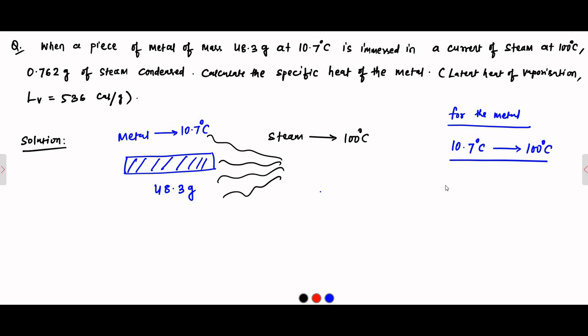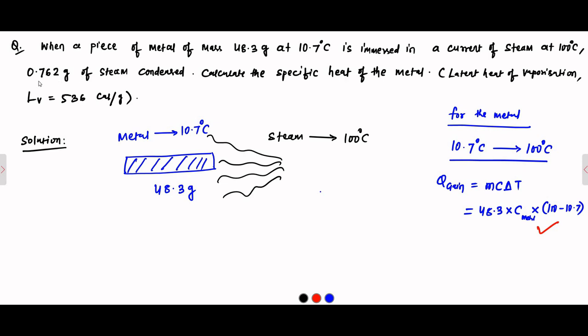So the metal gains heat, which is given by the relationship mcΔT, where m is the mass of the metal, C is the specific heat of the metal which is asked, and ΔT is the difference in temperature. So the gain of heat by the metal is equal to the mass of metal, 48.3 grams, into the specific heat of the metal, which we have to calculate, into the difference of temperature, which is 100 minus 10.7. This is the gain of heat by the metal. This is very important.